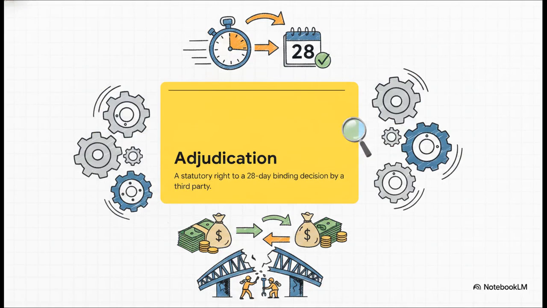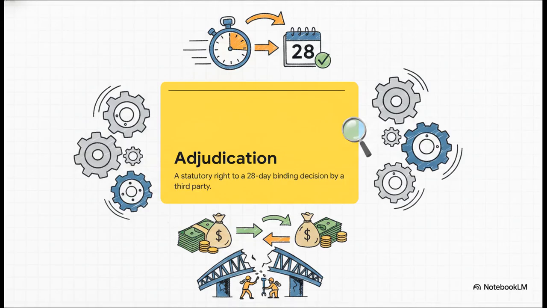So, enter adjudication. Introduced back by the Housing Grant, Construction, and Regeneration Act of 1996, this is arguably the most crucial statutory mechanism in UK construction today. Why? Because it guarantees a strict 28-day turnaround for a binding decision the moment the referral is issued.